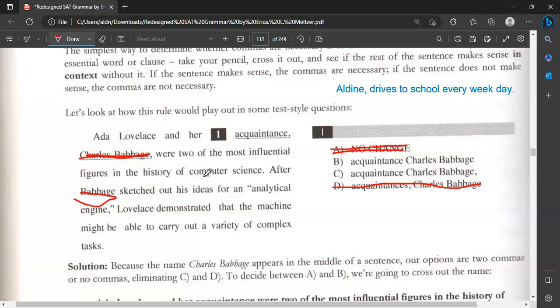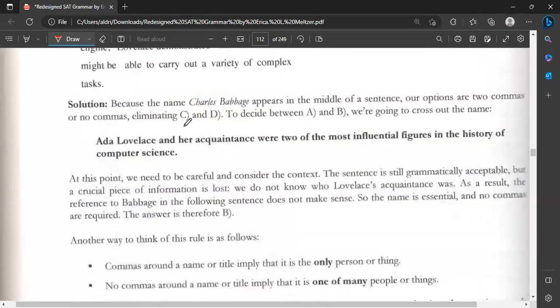We've been looking at overall acquaintances, an overall group and a specific group. So in this case, we're looking at a specific acquaintance by the name of Charles Babbage, which makes B correct, which makes C wrong. We already looked at why A and D are incorrect. Is everyone okay now? Yes, sir. Awesome.